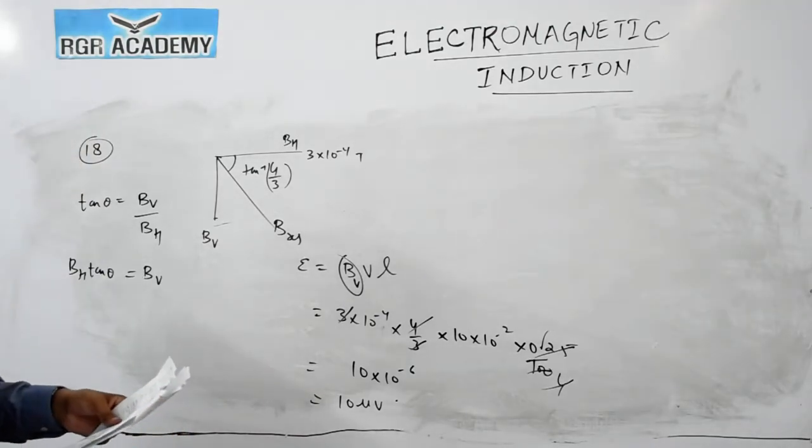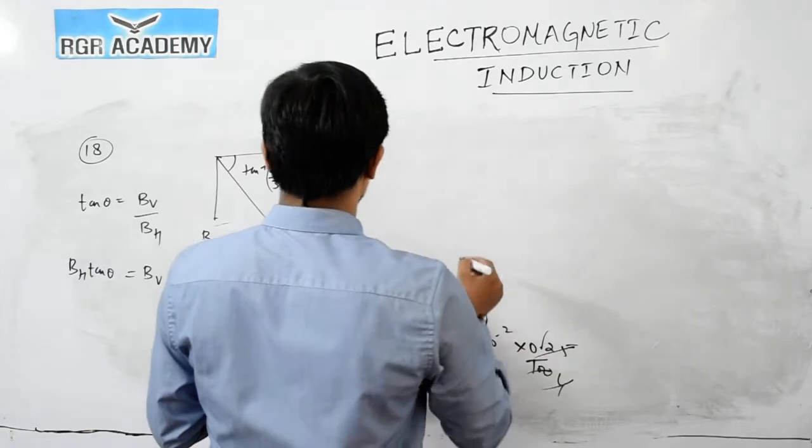The ratio of the secondary to the primary turns in the transformer is 3:2.